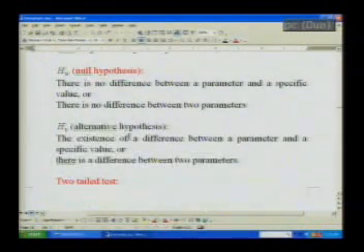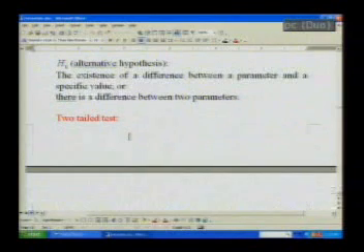So usually we write H null and H1. H null is called the null hypothesis, and H1 is the alternative hypothesis. H null usually states that there is no difference between the parameter and the specific value, or there is no difference between two parameters if we would like to compare two parameters, right? And the alternative hypothesis, of course, is the opposite: the existence of a difference between the parameter and the specific value, or a difference between two parameters.